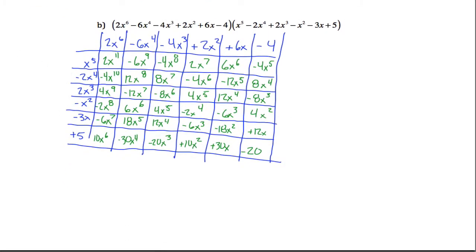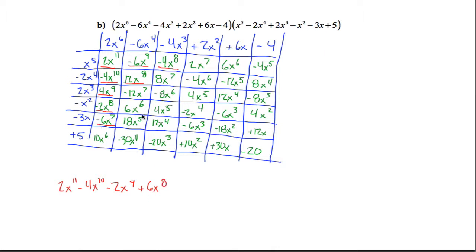Let's see here. My x to the 11th, I just got this one term here, 2x to the 11th. X to the 10th, negative 4x to the 10th. X to the 9th, I got this one and this one, so 4 minus 6 is negative 2x to the 9th. X to the 8th, I got negative 2, positive 12, so that gives me positive 10. Minus 4 gives me positive 6.